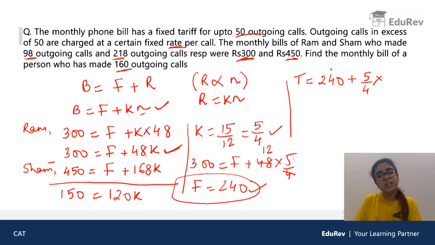For the 50 calls he has already paid 240 rupees. So for the remaining calls he will be charged extra. So the remaining calls are 110 calls. So for this he will be charged extra.